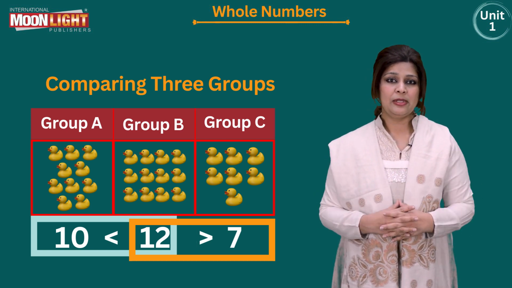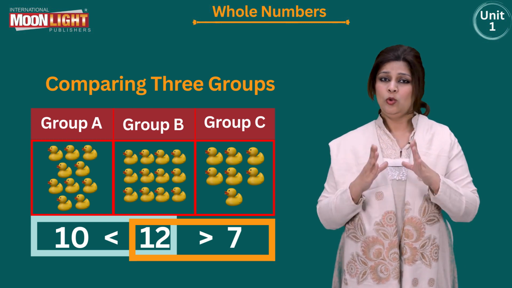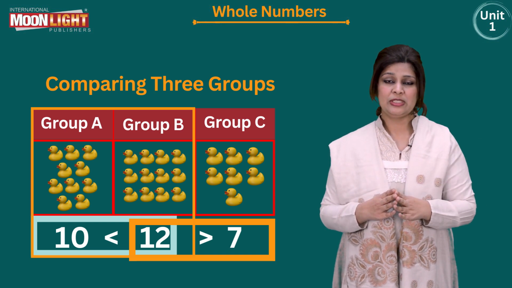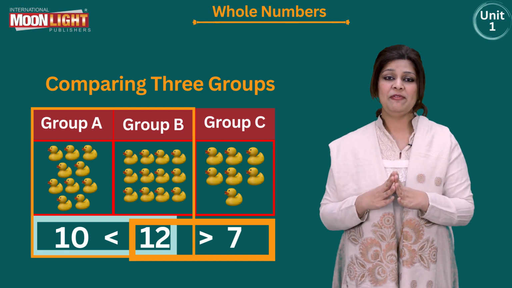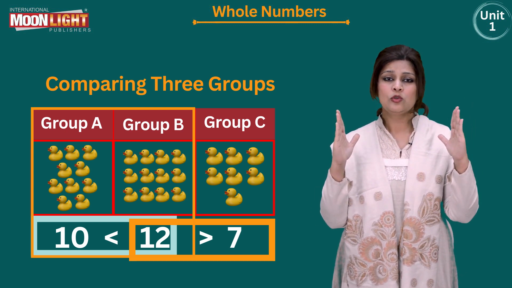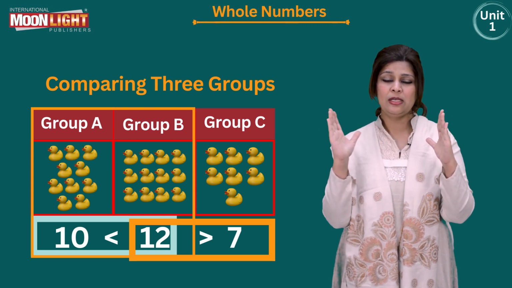We write the symbol here. Which symbol will come over here? Okay, no worries. We are going to compare the first two groups first, that is A and B first. For you know that in group A we have 10 and in group B we have 12 ducks. So what we are going to write over here, which symbol will come in between?